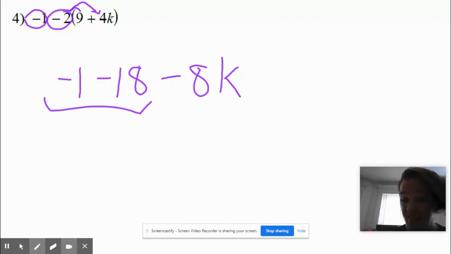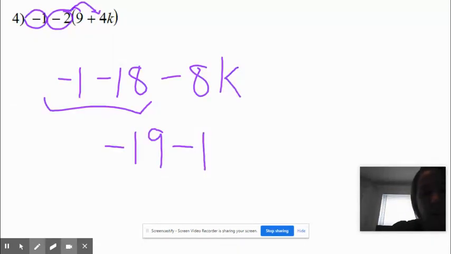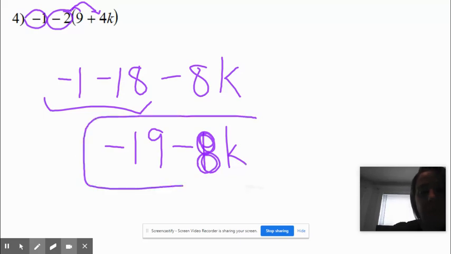Negative numbers, think about it like money you owe somebody, right? You owe me $1. You borrow 18 more. Now you are down $19. Oops, that's an 8. Okay. And that's how it's done.